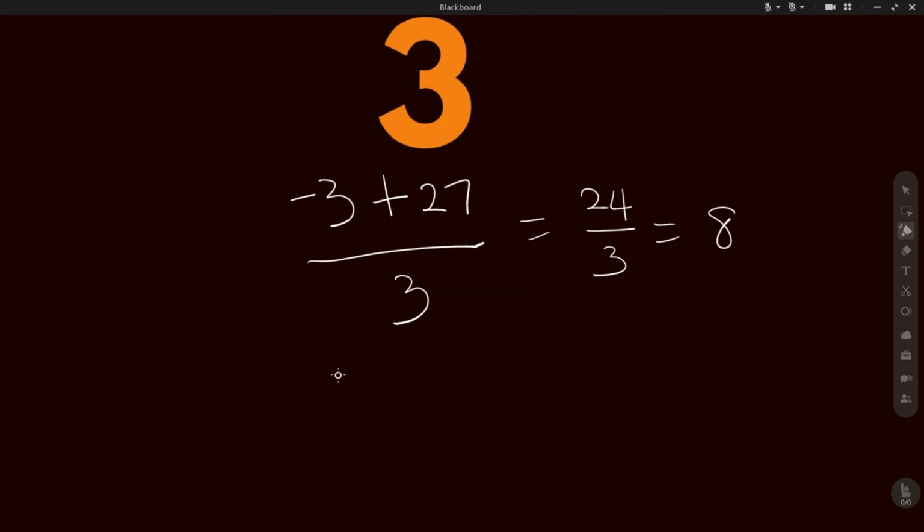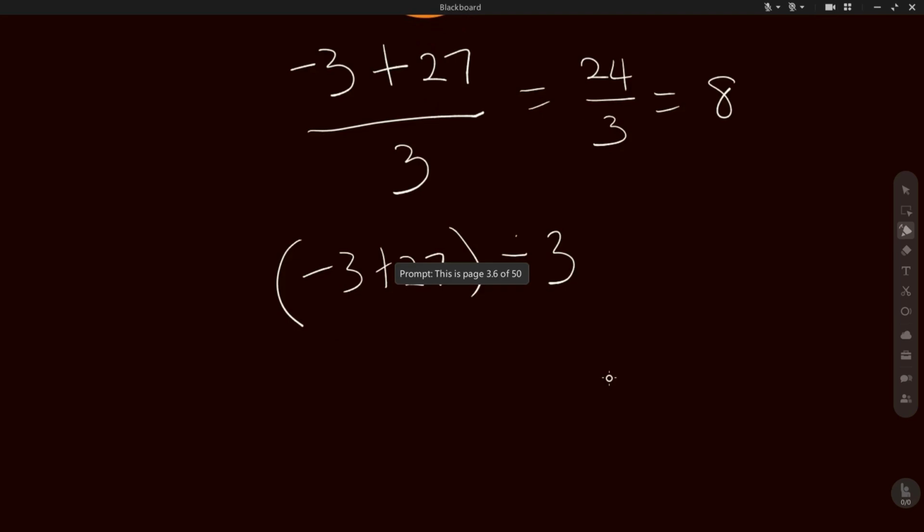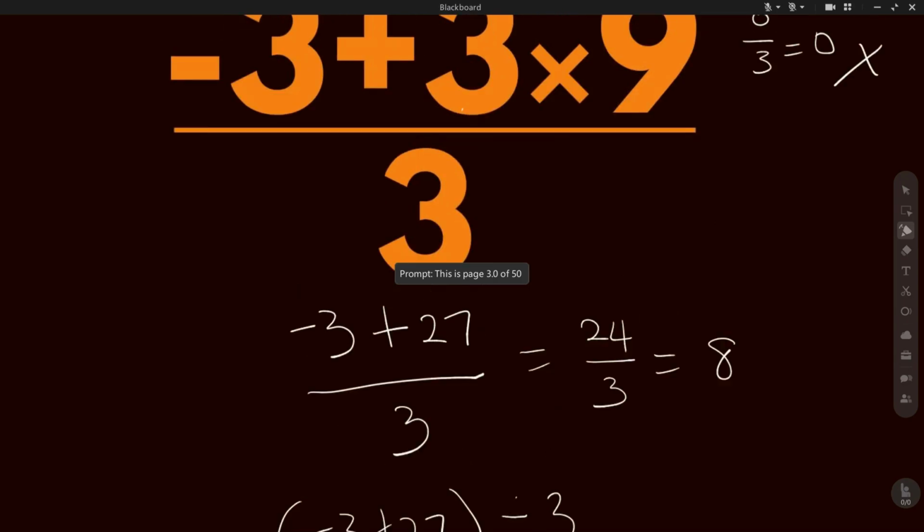Another way to solve this is by saying negative 3 plus 27, write it in brackets, then say divided by 3. From the PEMDAS rule, we know that we have to solve the parentheses before anything else. So negative 3 plus 27 will give 24, and then we can now say 24 divided by 3, and this will give 8. So 8 remains the correct answer for this question.